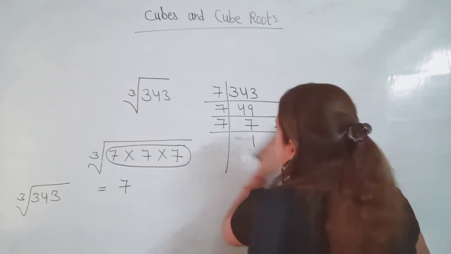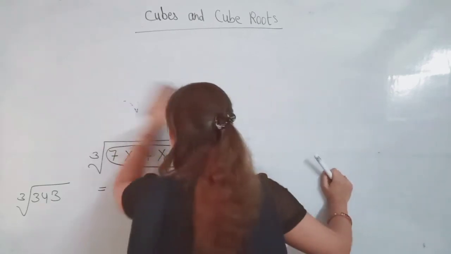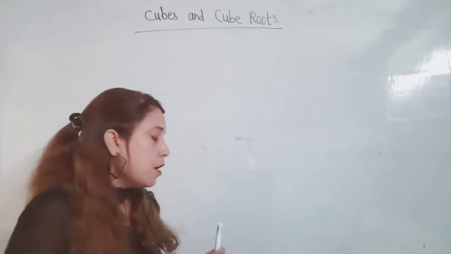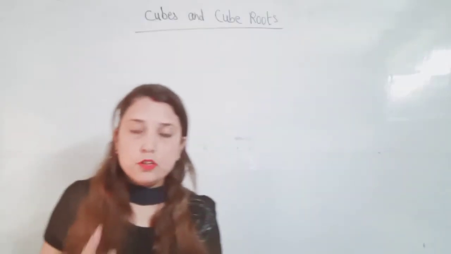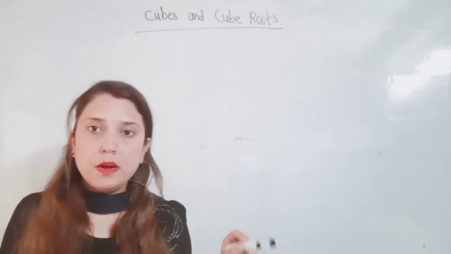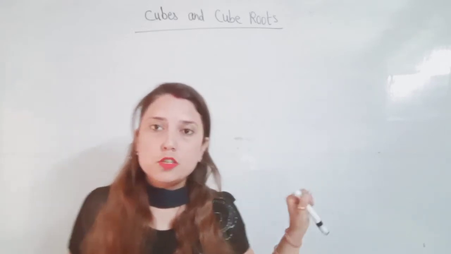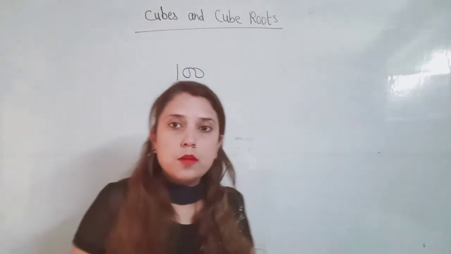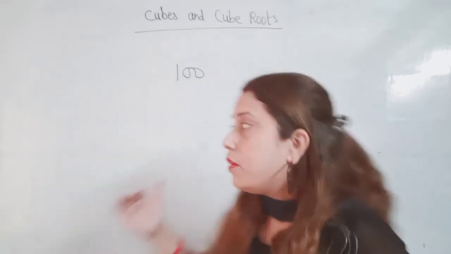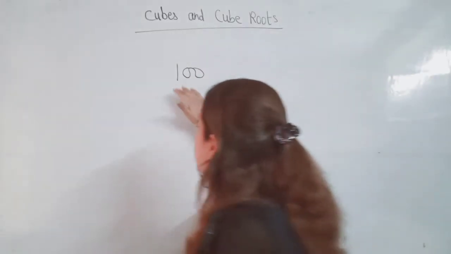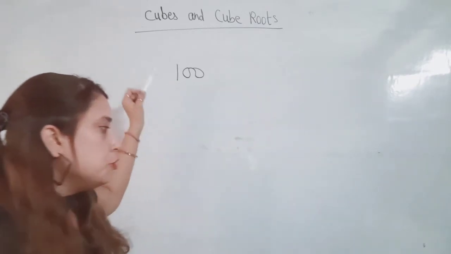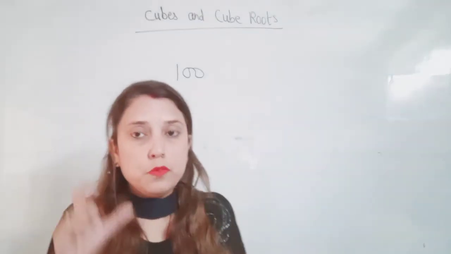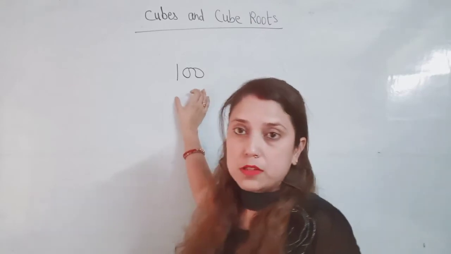Now the next topic is, suppose the question is by what smallest number 100 should be multiplied so that it becomes a perfect cube, because 100 is not a perfect cube. When we find the factors, they will not come in triplet form. So the question is, by what smallest number should 100 be multiplied so that it becomes a perfect cube? Which number should we multiply 100 by so that it becomes a perfect cube?